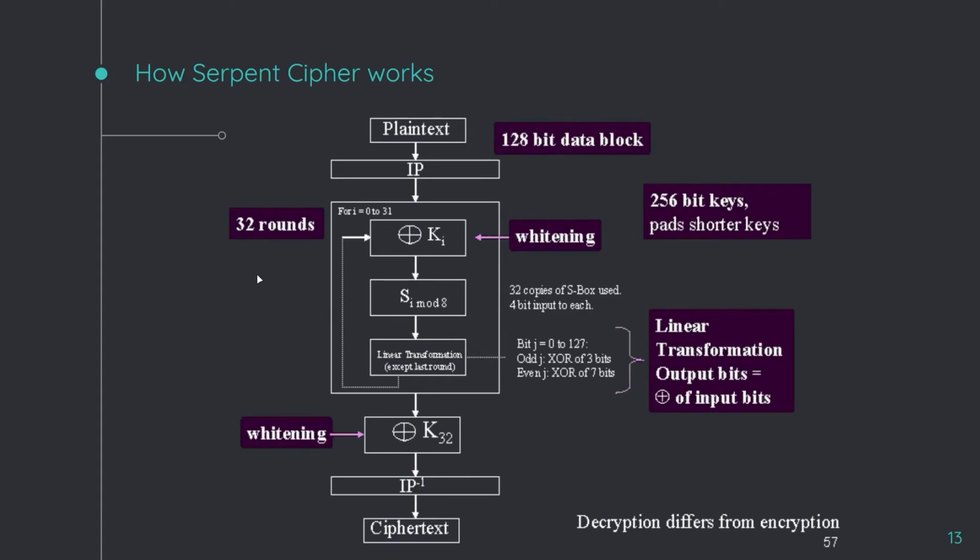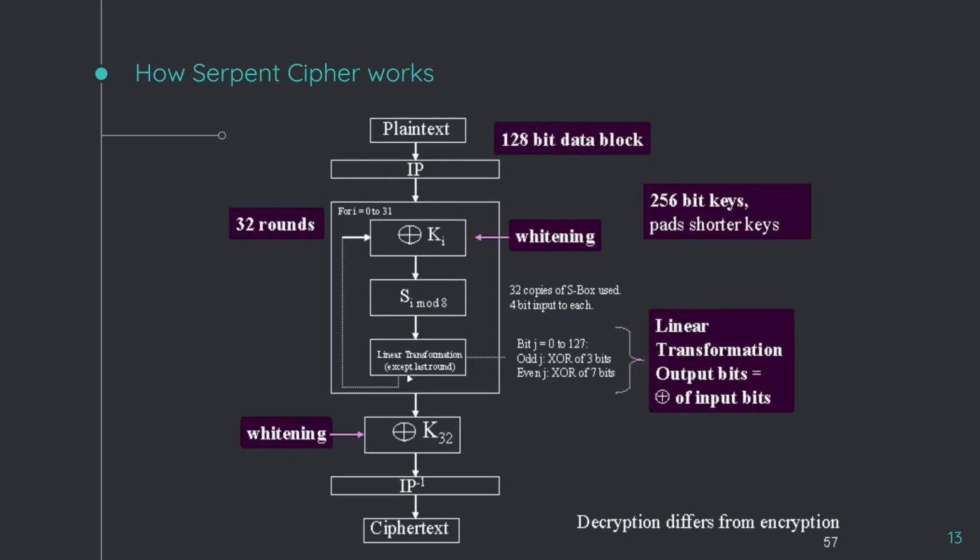This figure shows how a Serpent Cipher works with all of the components together. Here, at first, the plaintext goes through the initial permutation and produces a 128-bit data block. Then, it is XORed with one of the subkeys. Then, this combination of input and key goes through the S-box. After coming out of the S-box, it goes through linear transformation. Then, this output is again XORed with another key. This process happens 32 times.